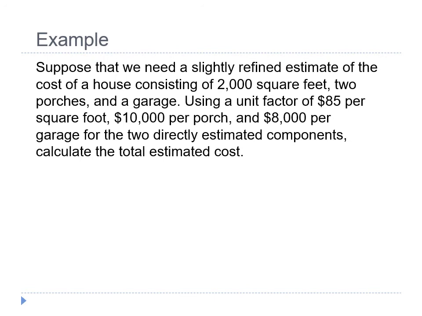Here is an example on the use of the factor technique. Suppose that we need a slightly refined estimate of the cost of a house consisting of 2,000 square feet, 2 porches and a garage. Using a unit factor of $85 per square foot, $10,000 per porch, and $8,000 per garage for the two directly estimated components, calculate the total estimated cost.